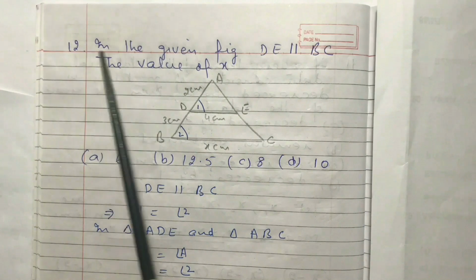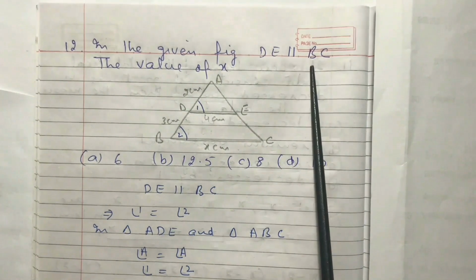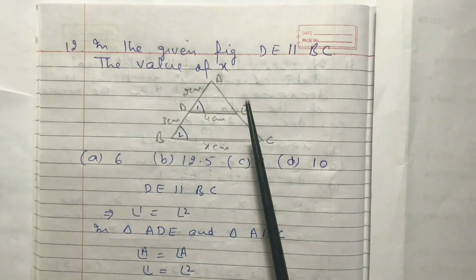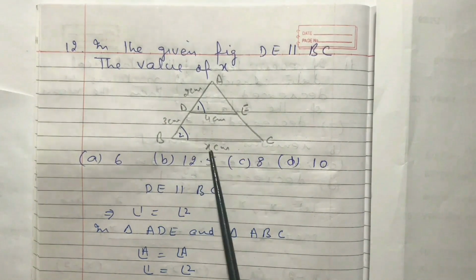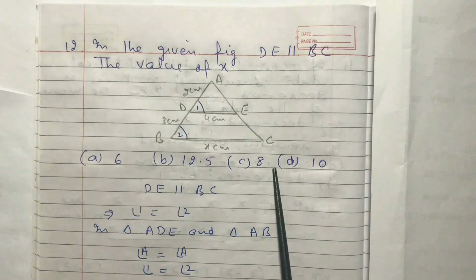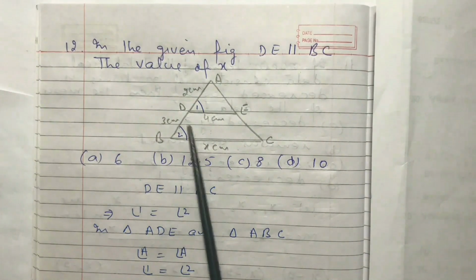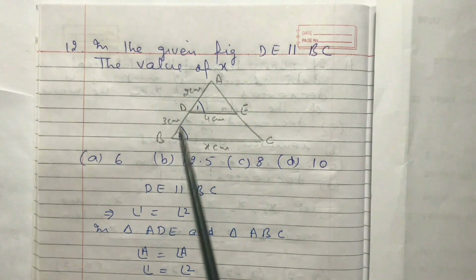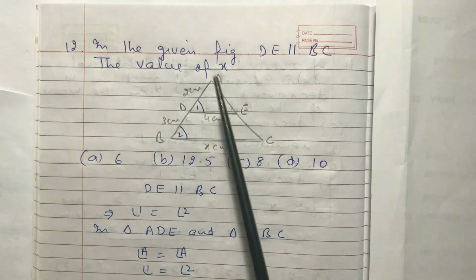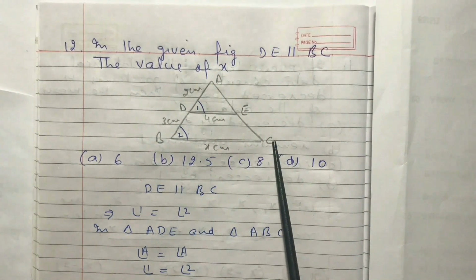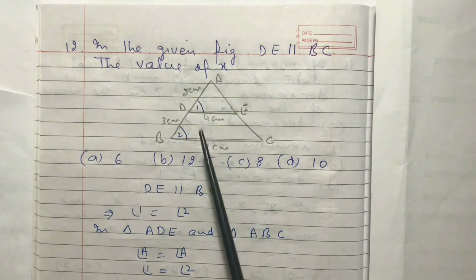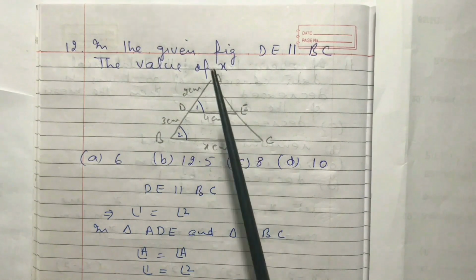Now the 12th question is, in the given figure, DE is parallel to BC, find the value of x. Now this figure is given to us. We are to find the value of this x. There are 4 options. Now here DE is parallel to BC, so angle 1 is equal to angle 2. Now you can prove ADE and ABC similar. Angle 1 is equal to angle 2, angle A is equal to angle A, so both the triangles are similar. Then you can write their sides in proportion.